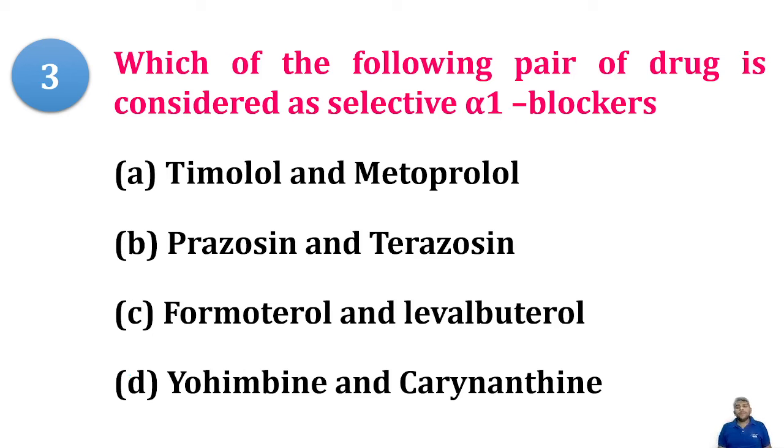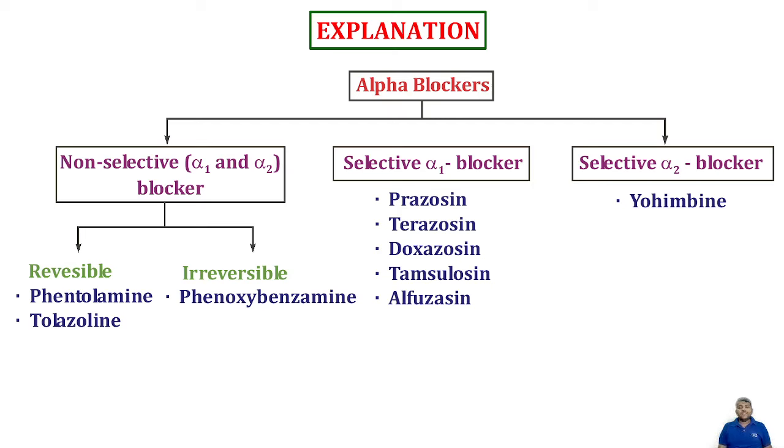Next question for you: which of the following pair of drugs is considered a selective alpha 1 blocker? Selective alpha 1 blockers are prazosin and terazosin. Among the blockers, some are non-selective alpha 1 and alpha 2 blockers. Selectively for alpha 1 we have prazosin, terazosin, doxazosin, tamsulosin, alfuzosin, and for alpha 2 we have yohimbine.